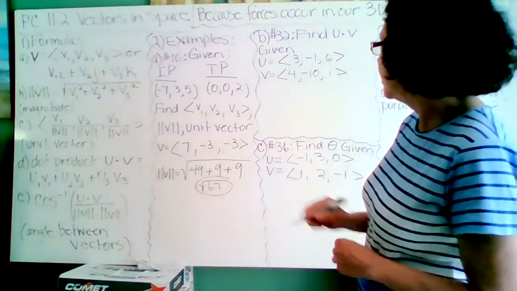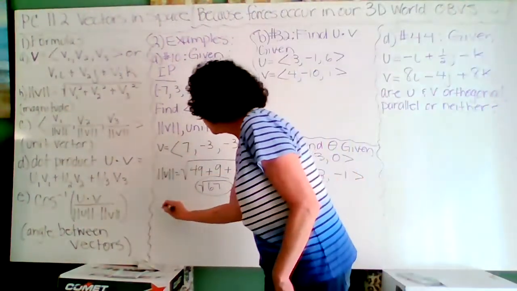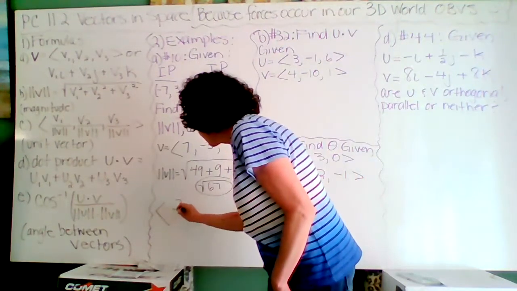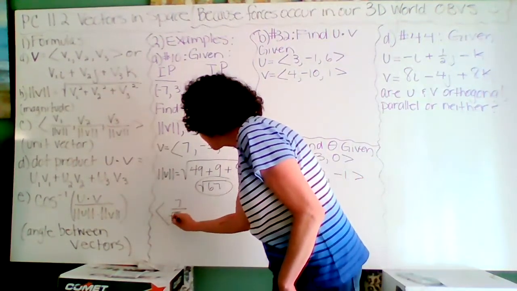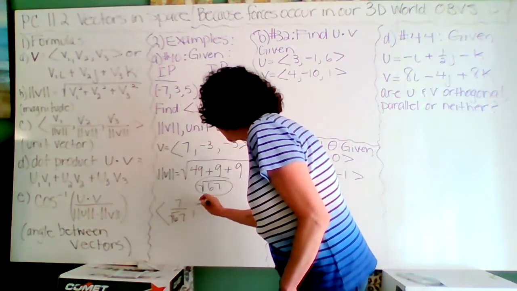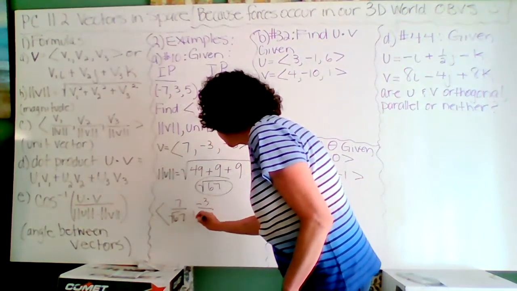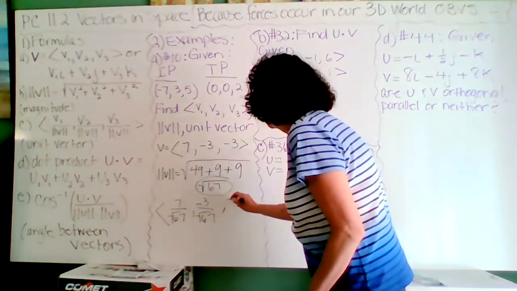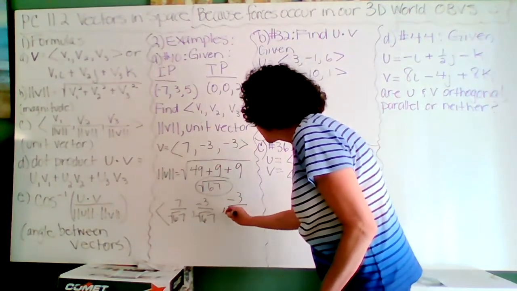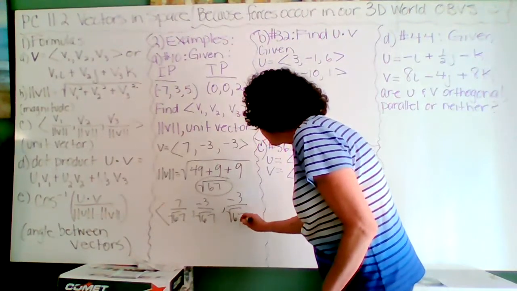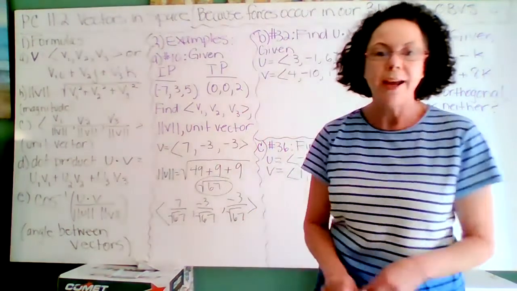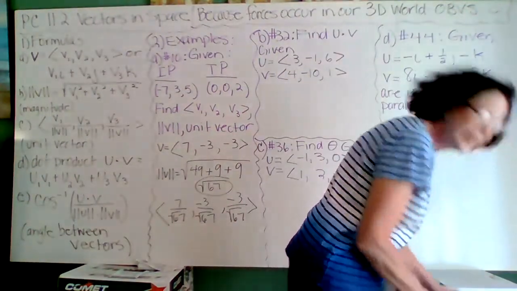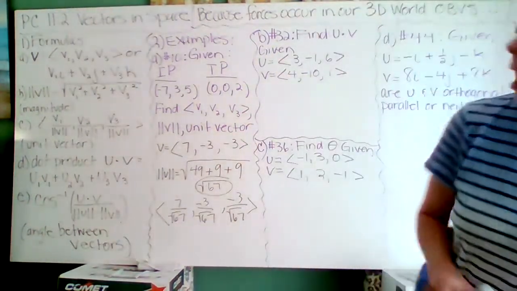And then to write the vector v as a unit vector in the same direction would be 7 divided by the square root of 67, -3 divided by the square root of 67, and -3 divided by the square root of 67. You are welcome to rationalize that if you wish. I don't feel the need to do that.